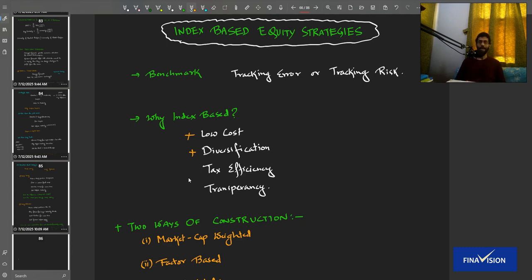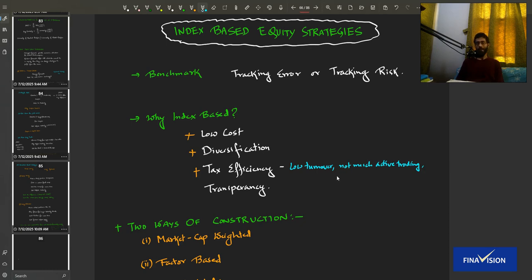Then there is tax efficiency. Now, why is an index-based strategy tax efficient? Because when we are tracking an index, it generally has low turnover. Let me write it down. Then there is no active trading going on in a major way, right?